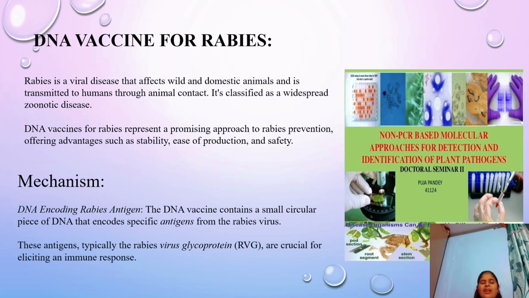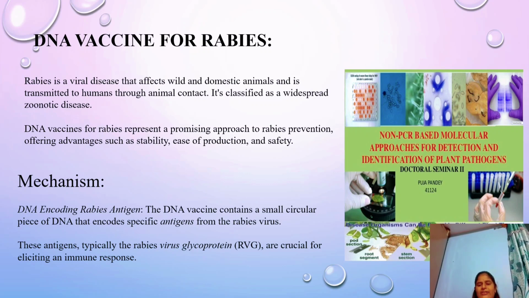DNA vaccines for rabies present a promising approach to immunization, offering advantages such as stability, easy production, and safety. The mechanism of DNA vaccines for rabies is DNA enclosed with rabies antigens. A DNA vaccine contains a small, circular piece of DNA that encodes specific antigens for the rabies virus. These antigens are typically used to trigger the immune response.